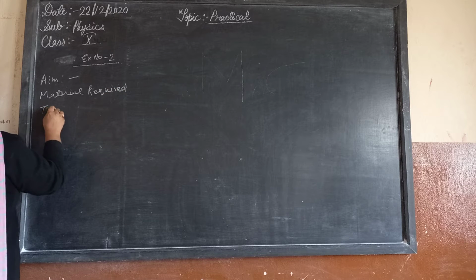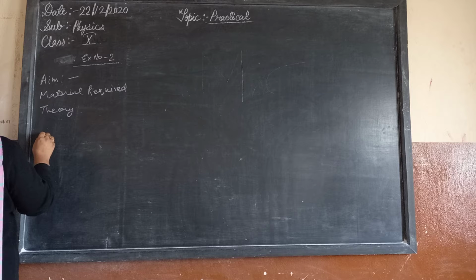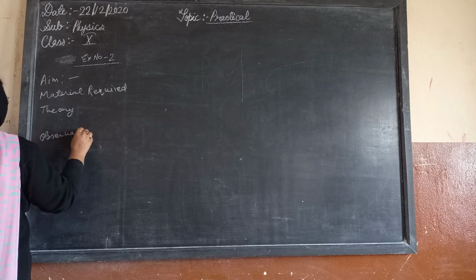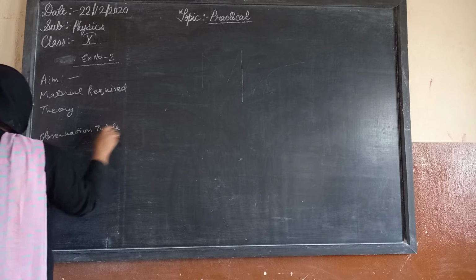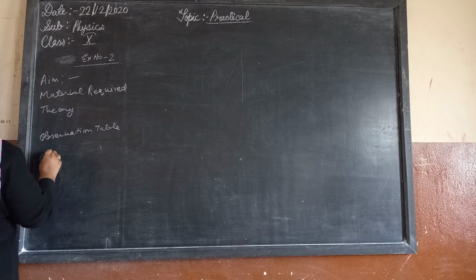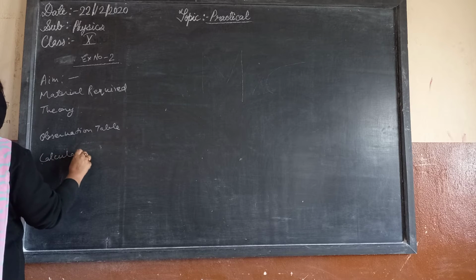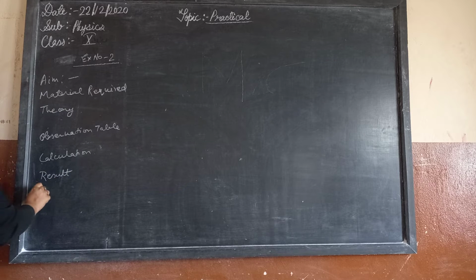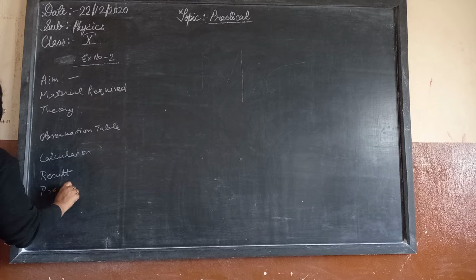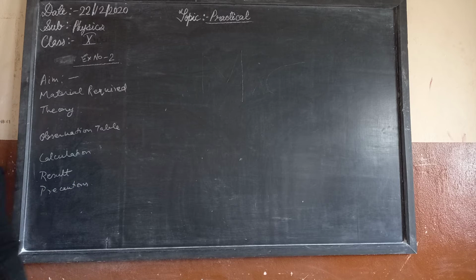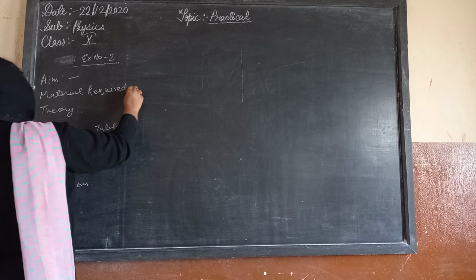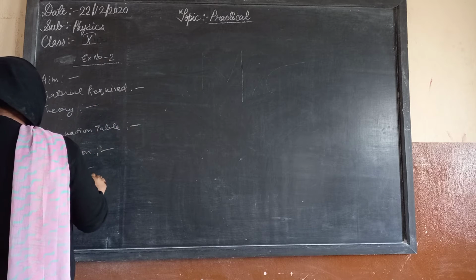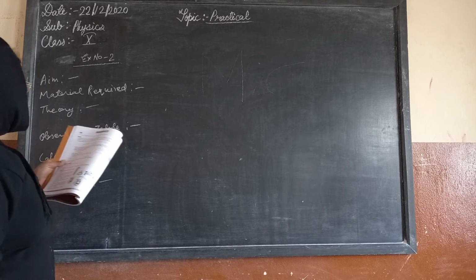Then we have the theory, then the observation table, then the calculation. Then we have the result or conclusion, and last we have the precautions. So first is aim, second is materials required, then theory, then observation table, then calculation, and the last one is precaution.